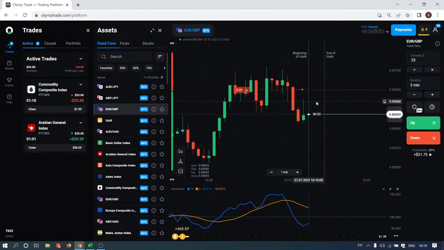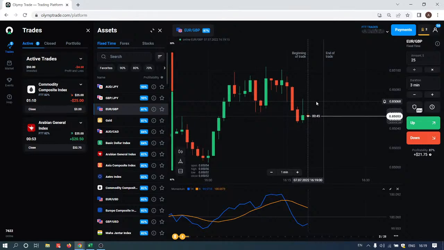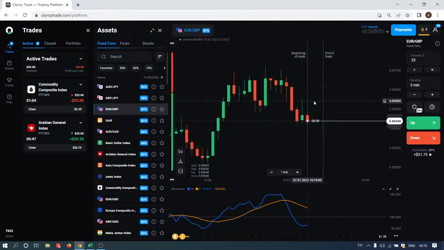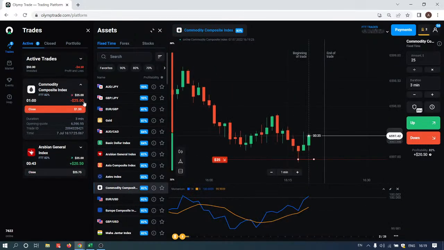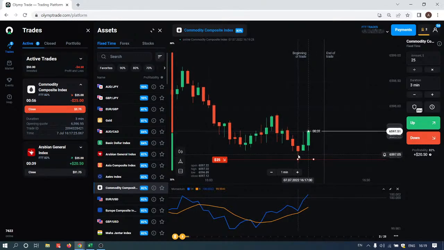Euro GBP, right? So this trade closes with a profit, nice. And okay, so that was my so-called bear's trap.